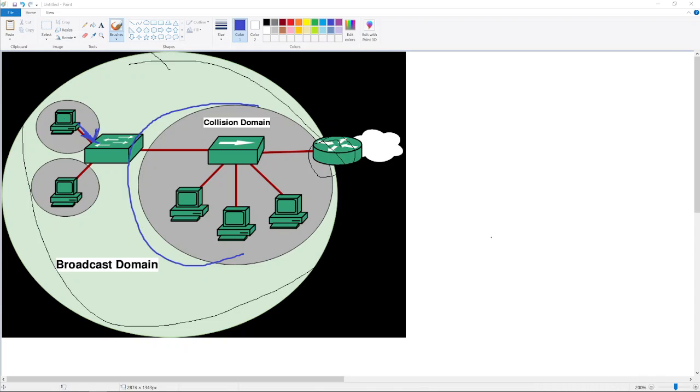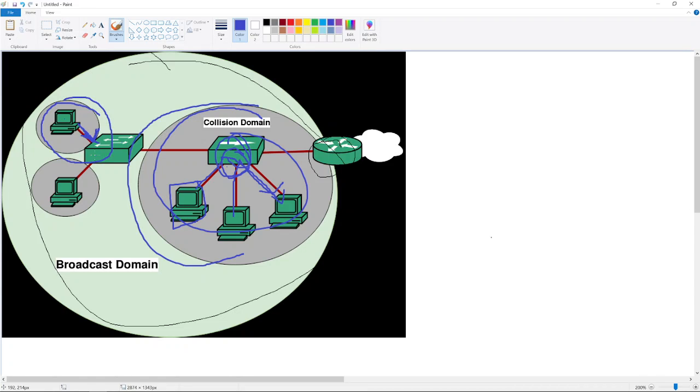So as I said, this is a repeater, so let's say this PC tries talking to this PC, but at the same time this PC also sends a request to talk to this PC. You see they're going to collide right here in this device, and that's why that's a collision domain right there. In fact, this is also a collision domain right here.